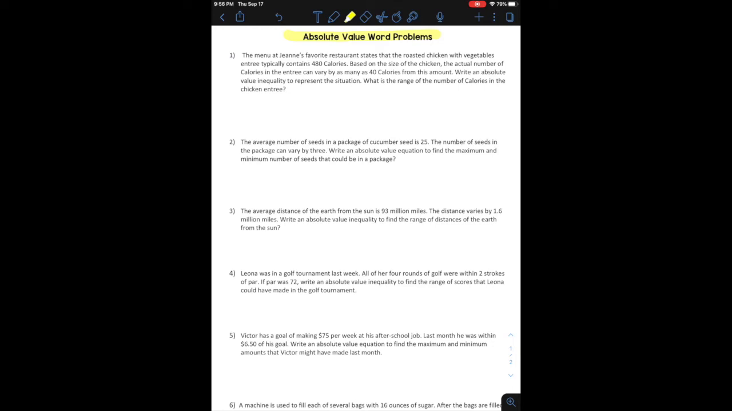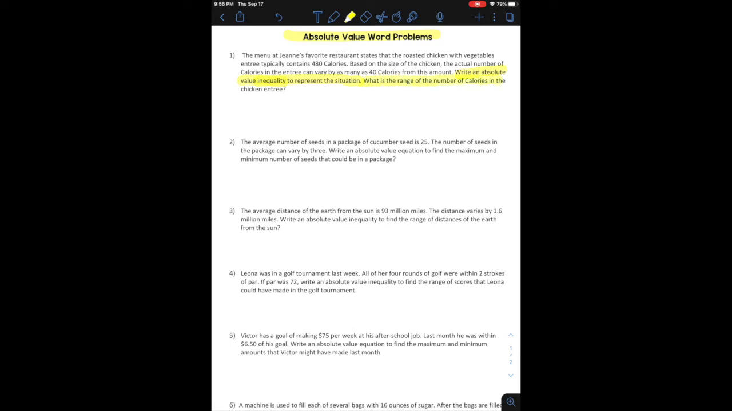So the word problems we have here are not only going to ask us to solve a word problem and give us an answer that would make sense for the situation, but they're also going to ask us to write either an absolute value inequality or absolute value equation to represent the situation. The easy thing is they actually tell you which one they want you to write. So in this case, they want us to write an absolute value inequality.